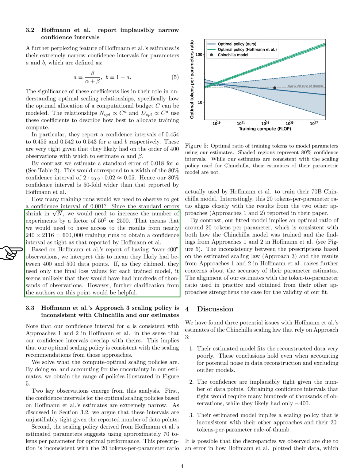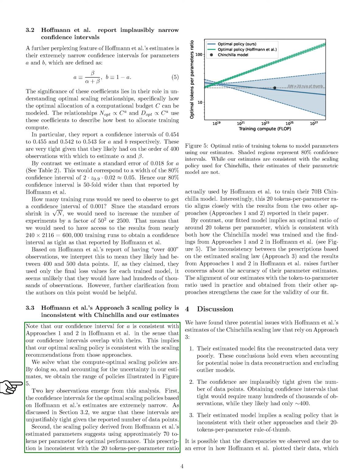Our confidence interval for A aligns with approaches 1 and 2 in Hoffmann et al., indicating consistency in our optimal scaling policy with theirs. We determined the compute optimal scaling policies, considering the uncertainty in our estimates, leading to a range of policies shown in the figure. Two key observations emerged. Firstly, Hoffmann et al.'s confidence intervals for optimal scaling policies were excessively narrow given the reported data points. Secondly, their scaling policy suggested using around 70 tokens per parameter, contradicting the 20 tokens per parameter ratio they used for training.